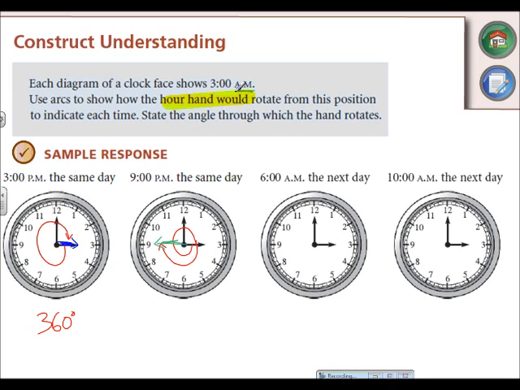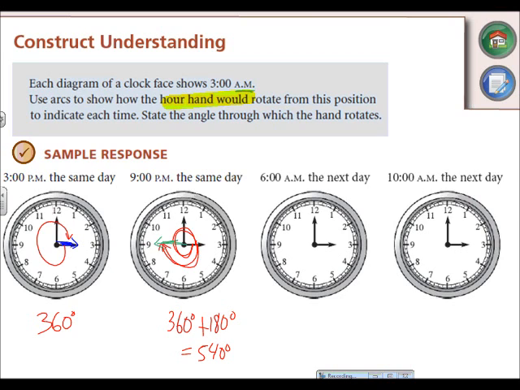So that gave us 360 to go around once to get to 3 p.m. Plus it's got to go another half of a circle over, so that's another 180 degrees. It's going to be 540 degrees to get there. 6 a.m. the next day.